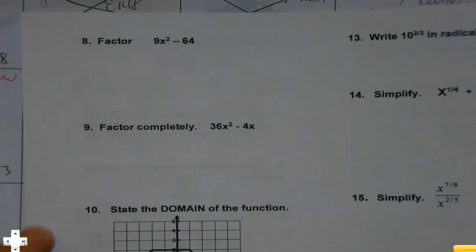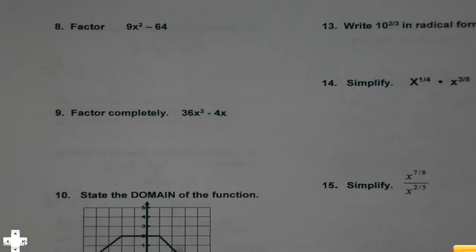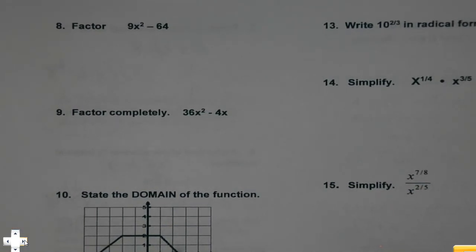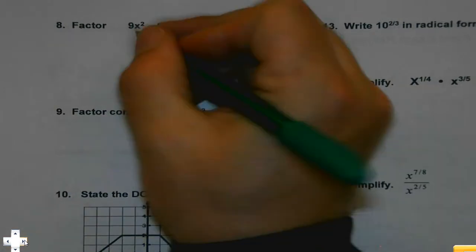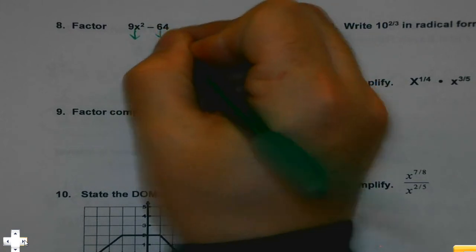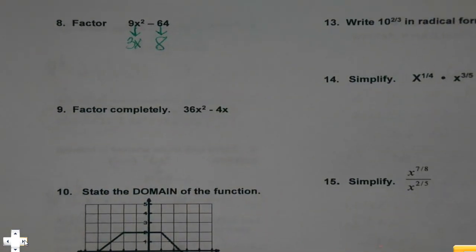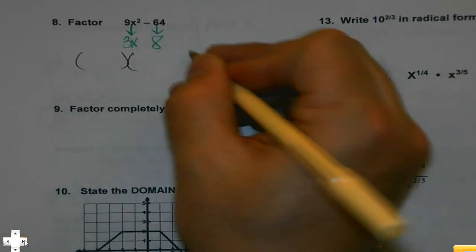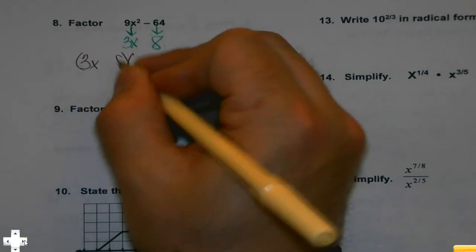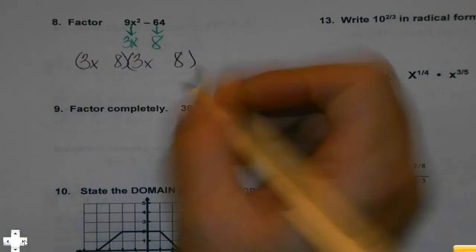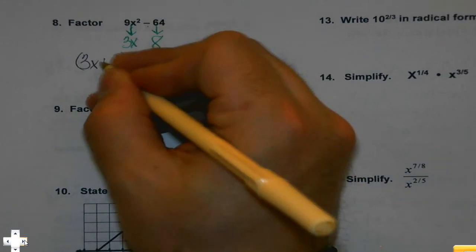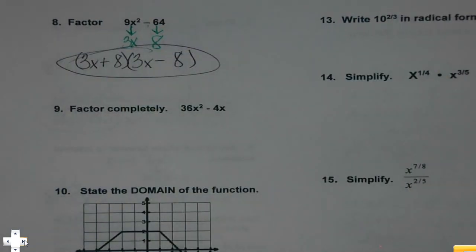Okay, let's see what else we got here. Oh, factoring. Okay, so when we factor, first we always look to see if there's anything in common. If we see that, great. Here, what I notice right away is they're both perfect squares. What do I square to get 9? 3. What do I square to get 64? 8. And then my form for difference is just those values in parentheses. And since I'm looking for a negative product, 1 plus 1 minus. And I'm good.